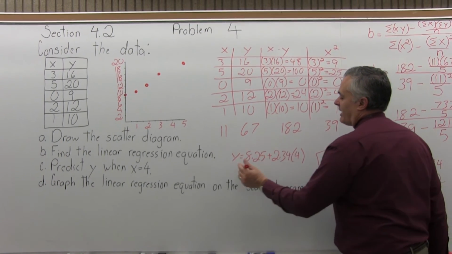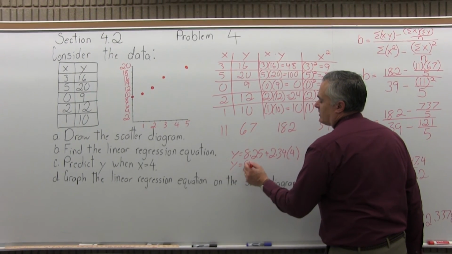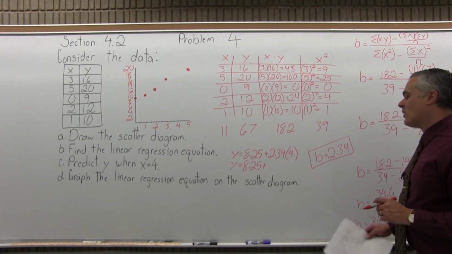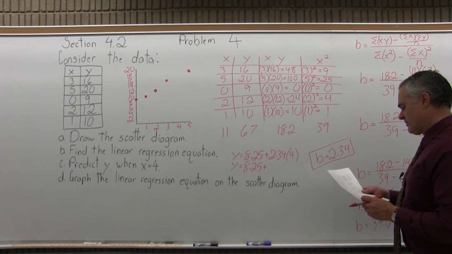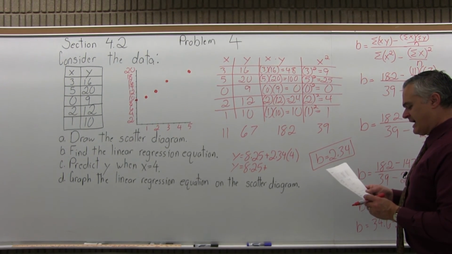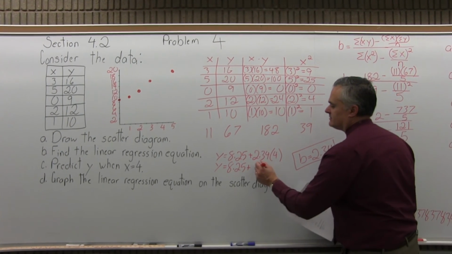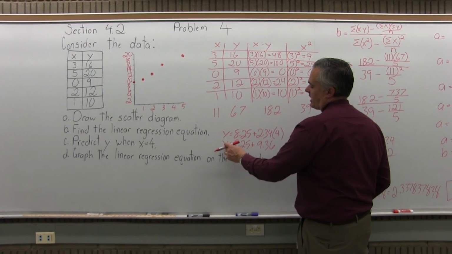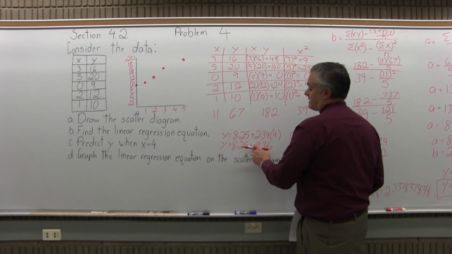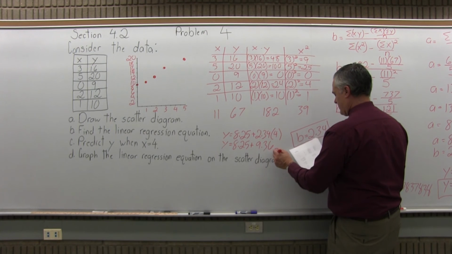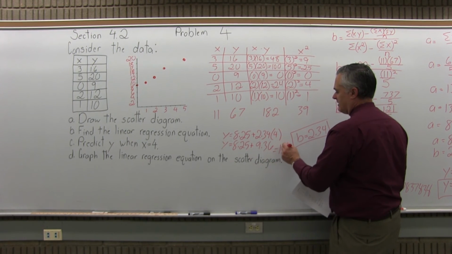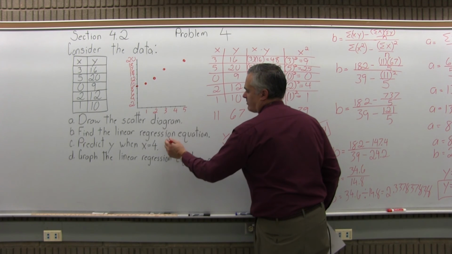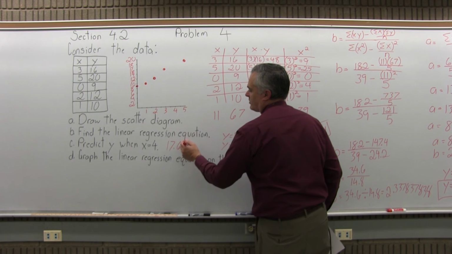Now that we have that, again, you have an add and a multiply. You must multiply first. So y equals, leave the 8.25 for a minute, plus 2.34 times 4 is 9.36. So to finish my prediction, I have to do y equals 8.25 plus 9.36. If I total that up, it comes out to 17.61. So when x is 4, I predict that y will be 17.61.